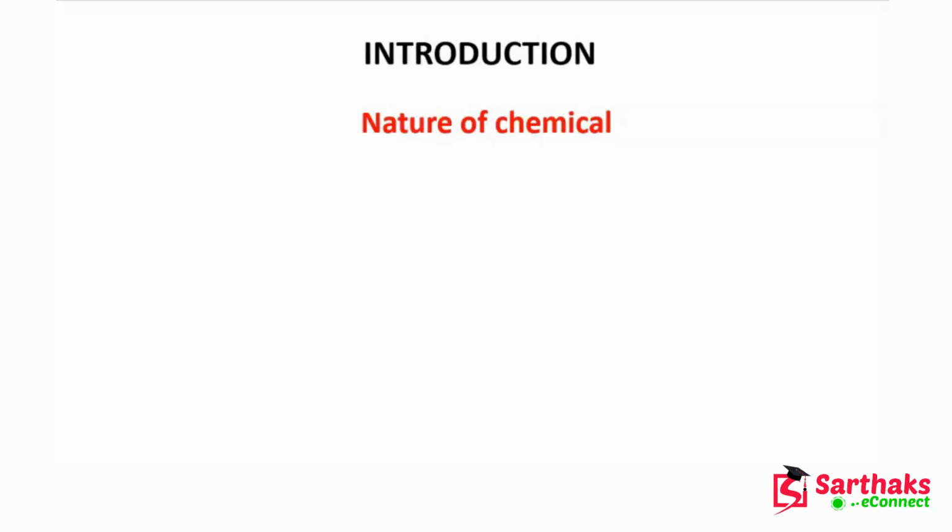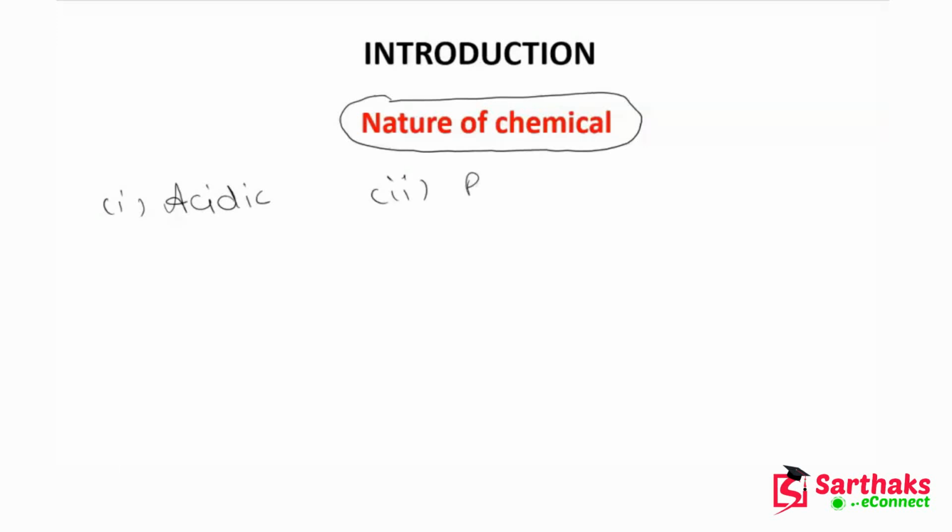Okay, so we all know that the chemicals which are present on this earth have three types of nature. First one is acidic, second one is basic, and third one is neutral. Okay, so there are three types of nature.